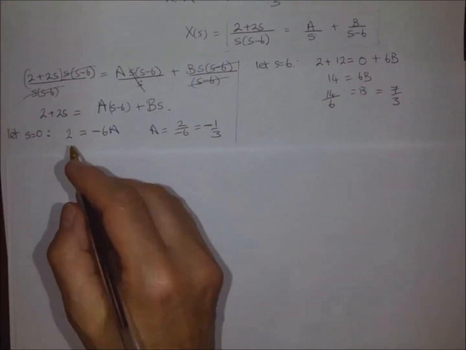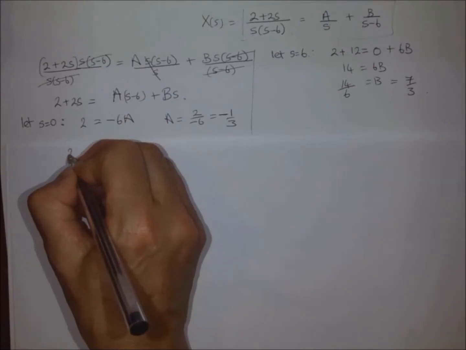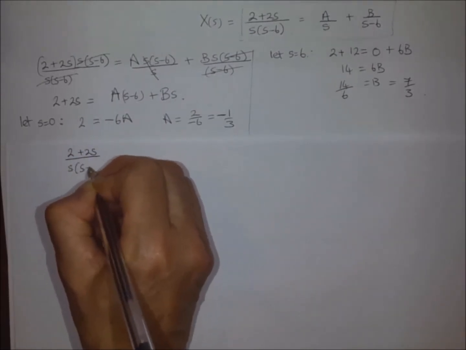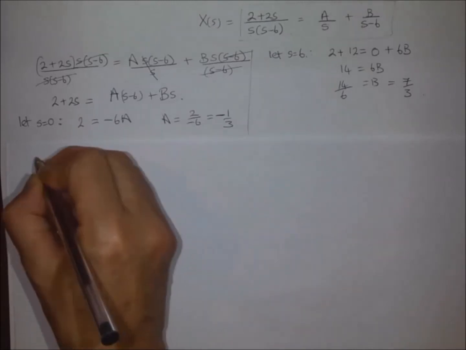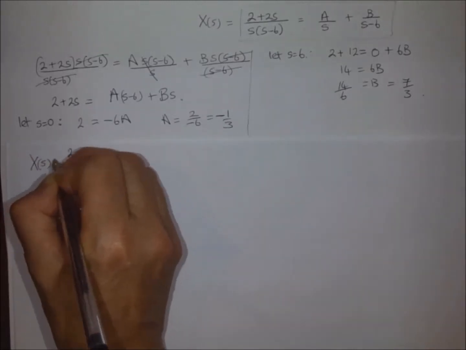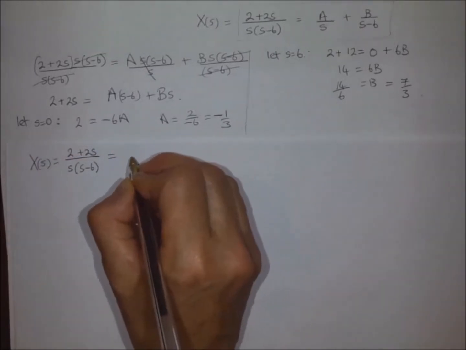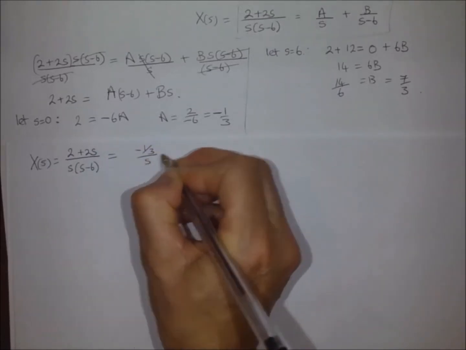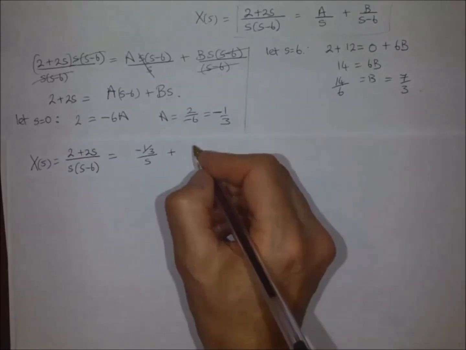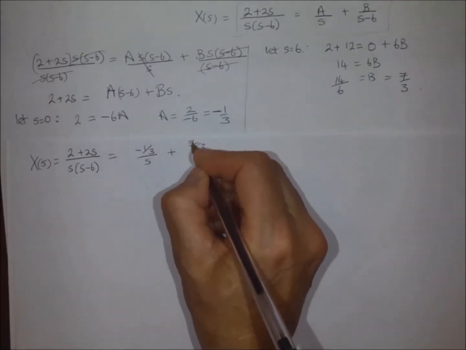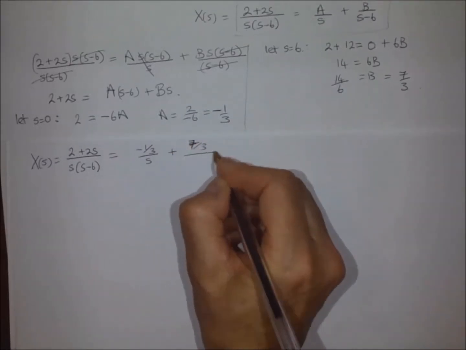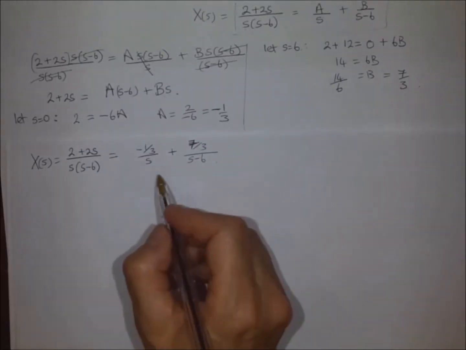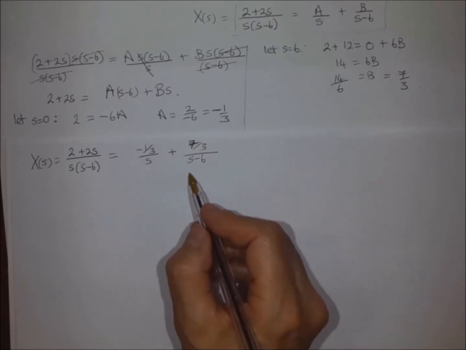So we now have that 2 plus 2s over s times s minus 6, which is equal to X of s, is now equal to A, minus 1/3, over s, plus B, 7 over 3, over s minus 6. And now we are at a stage where we can use the transform tables.